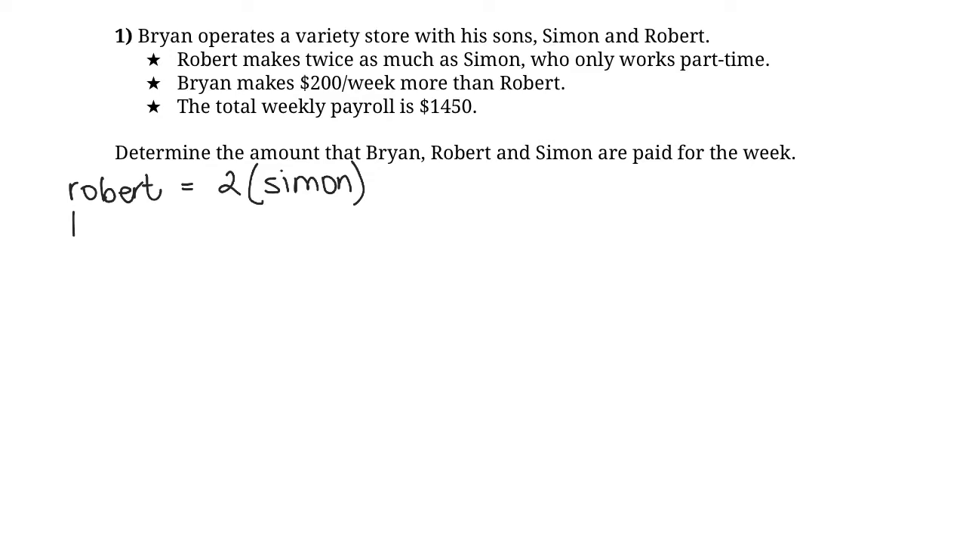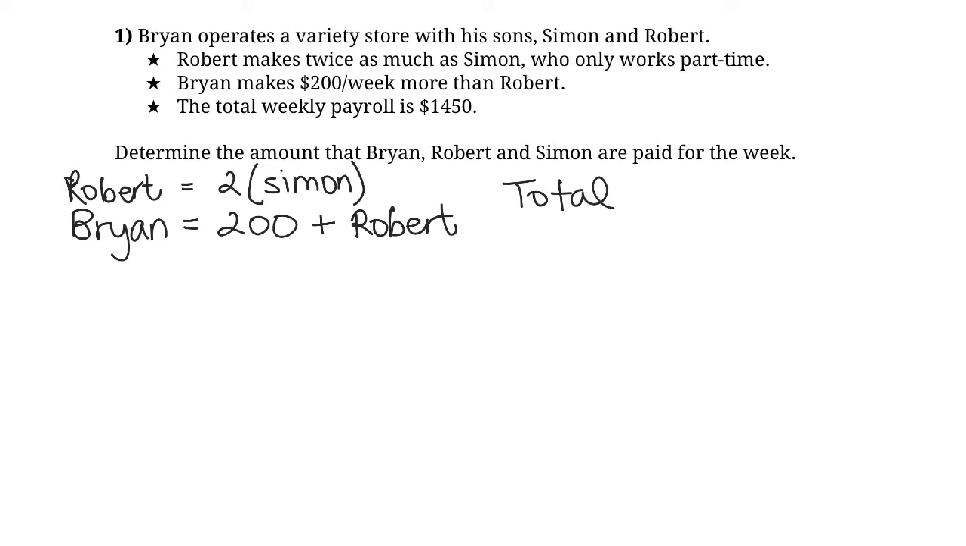We're then told that Brian, he makes $200 a week more than Robert. So that's the same thing as saying 200 plus Robert. 200 more implies you're going to be adding on top of. So 200 plus Robert. And the total weekly payroll is $1,450. That means the total amongst all three of these men should add up to $1,450. So we know that our total is equal to $1,450.